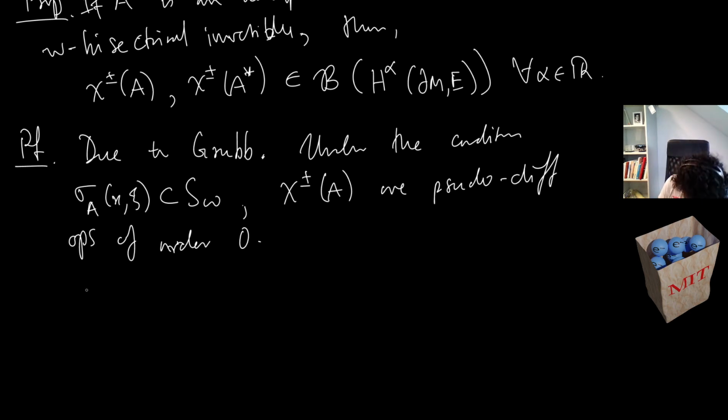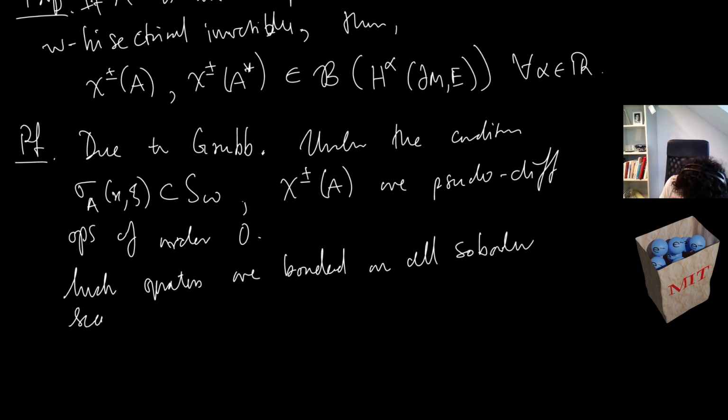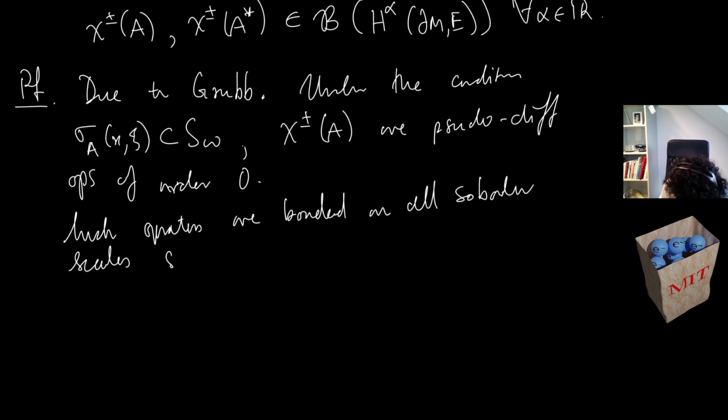Okay, so such operators, i.e. pseudo differential operators of order 0, are bounded on all Sobolev scales since the manifold is compact. So it's just a proof idea. I just want to say the word so you know where to look it up, but that's basically what we have. So this is now bringing us closer to what we discussed last time.